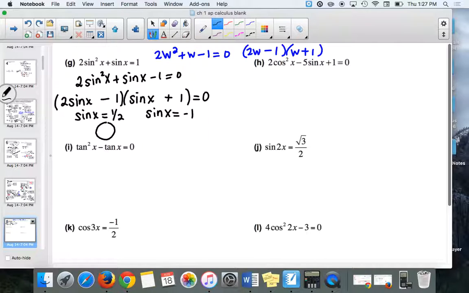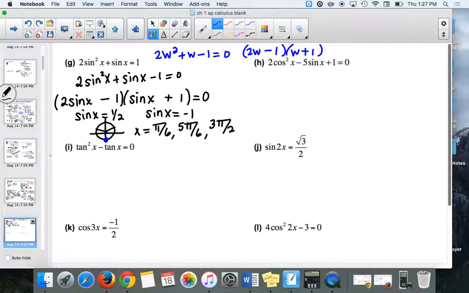So sine is equal to 1/2 in 2 places, right? That's going to be pi over 6 and 5 pi over 6. And sine of x equals negative 1 down at the bottom of the unit circle. So that is going to be 3 pi over 2. Okay, does that make sense?